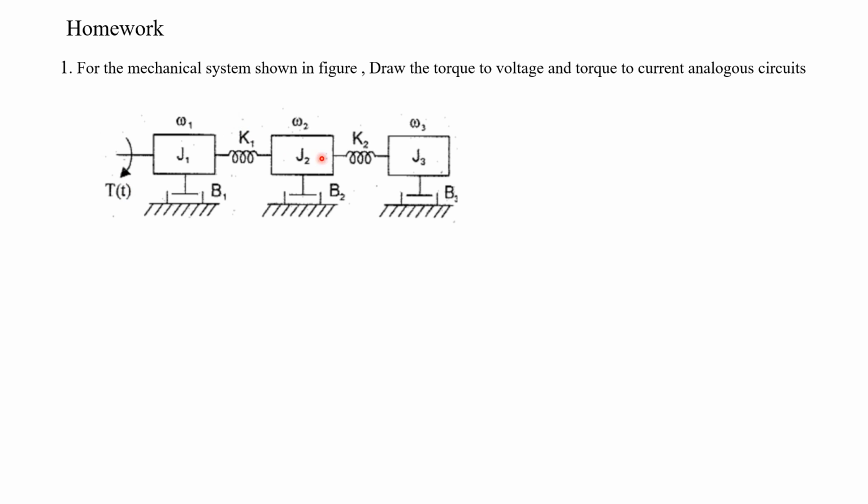Then for every moment of inertia of mass, the output velocity is given: omega 1, omega 2 as well as omega 3. In addition to this omega 1, omega 2 and omega 3, we can represent theta 1, theta 2 and theta 3 also. So after marking the input as well as output, we can proceed with the problem and find the electrical equivalent circuit using torque to voltage as well as torque to current electrical analogous circuits.